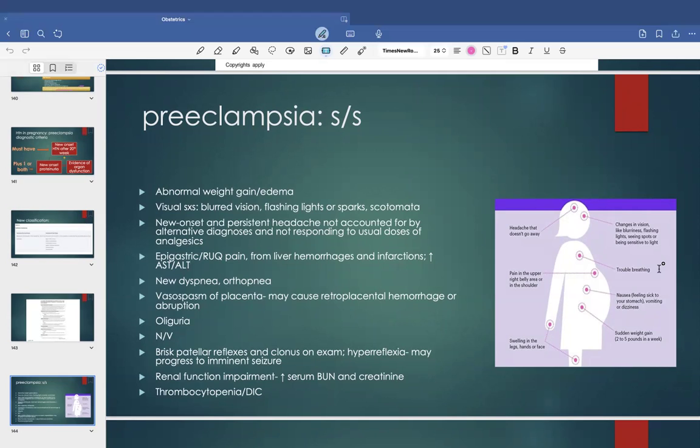A new headache in a pregnant patient needs to be further evaluated. Epigastric or right upper quadrant pain from liver hemorrhage or infarctions. They may have increased liver enzymes. New dyspnea, shortness of breath, from vasospasm of the placenta. Nausea, vomiting, brisk patellar reflexes and clonus on exam. They may have hyperreflexia.